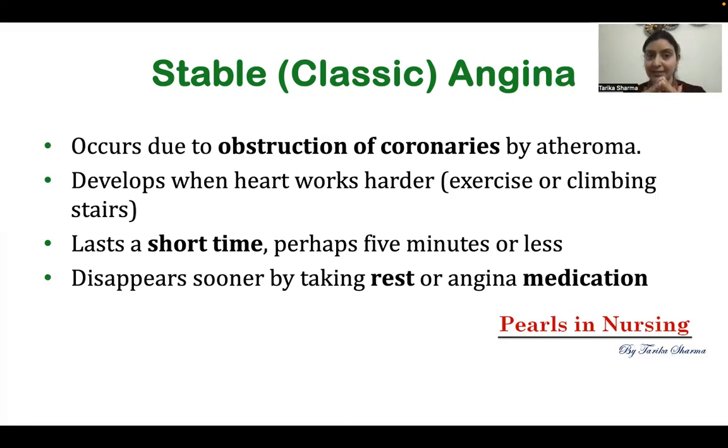So, what are the characteristics of stable angina? It occurs because of the obstruction of coronary arteries. It occurs when the person is doing certain kinds of exertional activities. It usually lasts a very short period of time, and it disappears when a person takes rest or takes angina medication. Examples of angina medications are nitrates. Sorbitrate is one of the common medications we use for the treatment of chest pain.